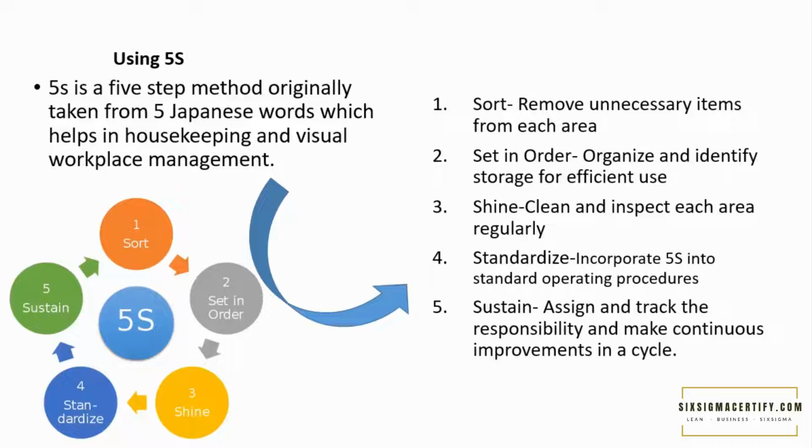The first step, sorting, means removing unnecessary items from each area. So in the first step, we remove unnecessary items from the service or the manufacturing line. Set in order, the second step, means to organize and identify storage for efficient use. Third step, shining, means cleaning and inspecting each area regularly. The fourth step, standardizing, incorporates 5S into standard operating procedure, and the fifth stage, sustaining, means assigning and tracking the responsibility and making continuous improvements in a cycle.